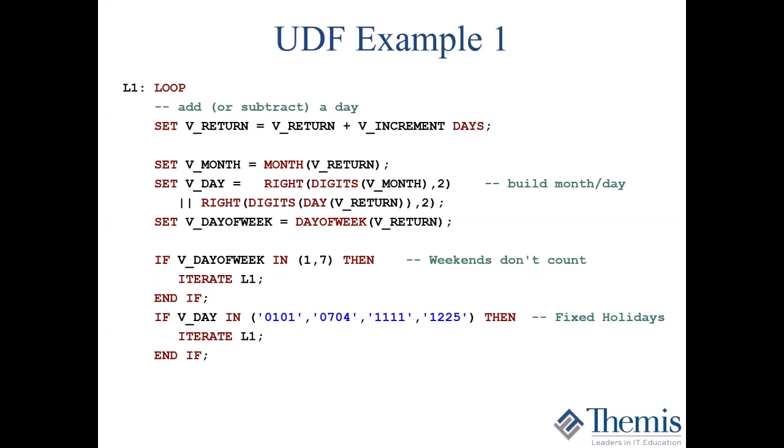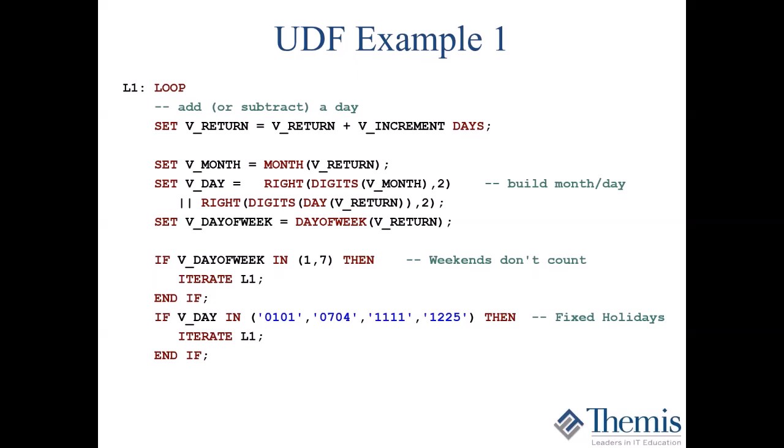The day of week is a built-in function that I've called there that says, hey, take the date that I'm looking at and give me what day of the week it is. 1 is Sunday, 7 is Saturday. Right? So if I'm Saturday or Sunday, I don't count. Iterate is a special looping verb that just says, I'm in a loop, skip this iteration, go to the next one. So basically we'll go back to the top of the loop and do the next thing. And I'm using iterate here anytime I encounter a date that doesn't count. So the first check there, if I'm Saturday or Sunday, iterate, don't count me.